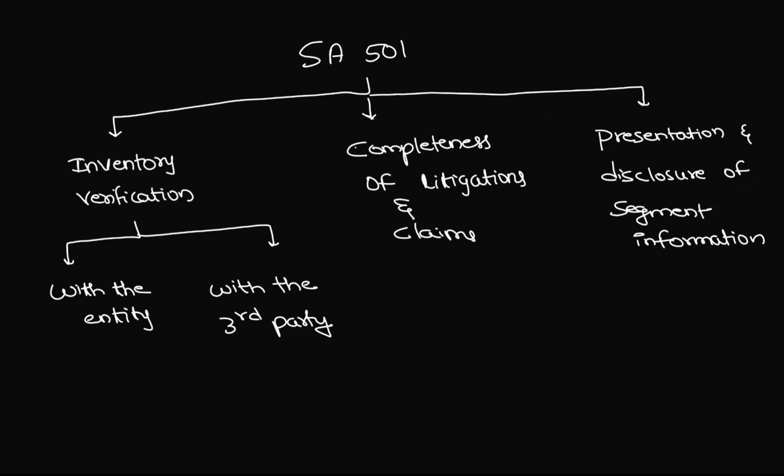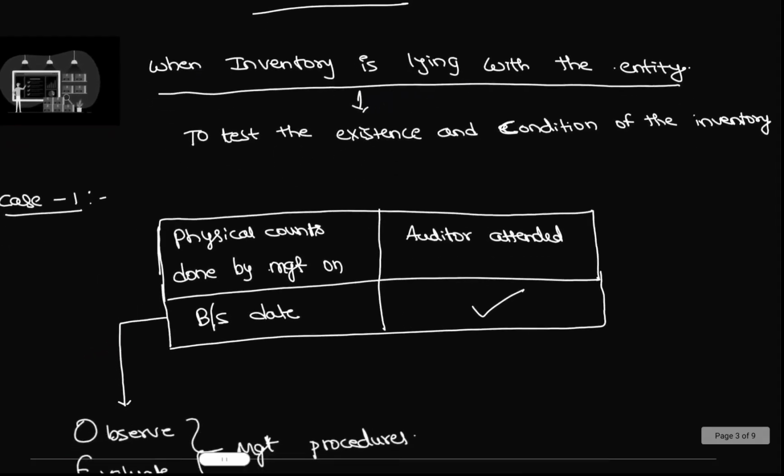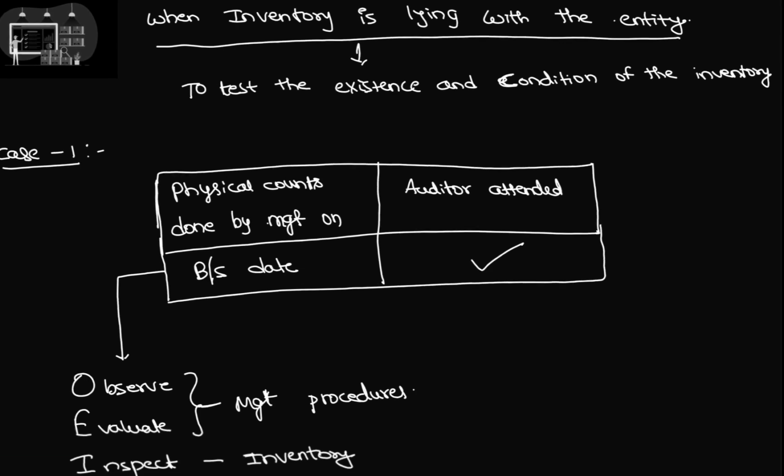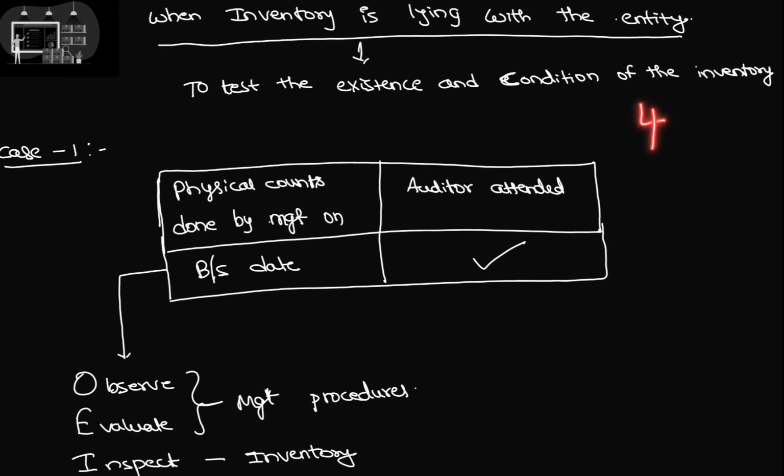In inventory verification, how do we verify if the inventory is lying within the entity or lying with the third party? So let's start with topic 1. In topic 1, the inventory is with the entity, so what the auditor has to do is test the existence and condition of the inventory. Here there are majorly 4 cases which we are going to discuss.